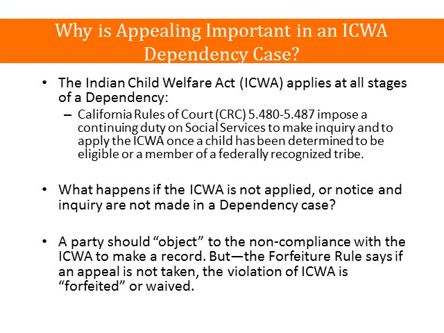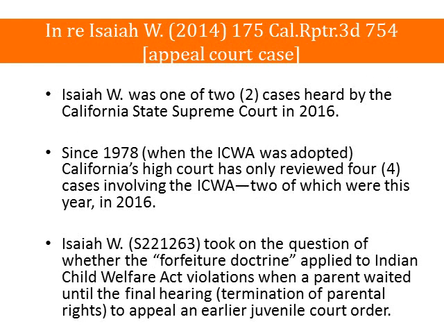But what happens if it's not applied, or if notice isn't made or inquiry isn't made in a dependency case? Parties need to object to that noncompliance. Saying the words "I object" makes a record. It requires the court to rule on that, and the forfeiture doctrine says that if you don't appeal, you give it up. You've waived it. You've forfeited it. So the first step is objecting, and then the second step is appealing. And we're talking right now about the interim hearing, the dispositional hearing.